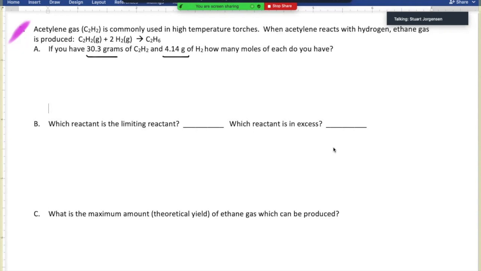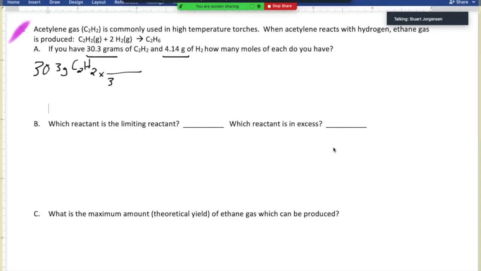Now we can't compare those directly. Hydrogen is much, much lighter than our acetylene. And so the first step here is going to be to get out of grams and into moles. Well, we've been doing that a whole bunch. So we've got 30.3 grams of our acetylene, C2H2. We would need the molar mass of acetylene, so we'd go to the periodic table. We'd have 12.01 times 2 plus 1.008 times 2 for a total molar mass.